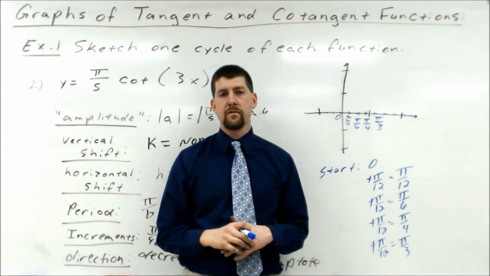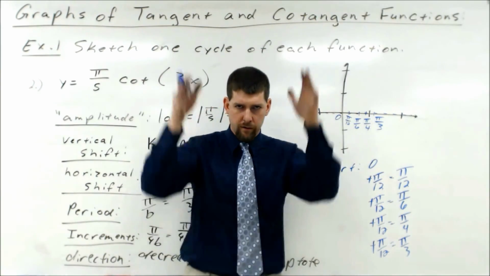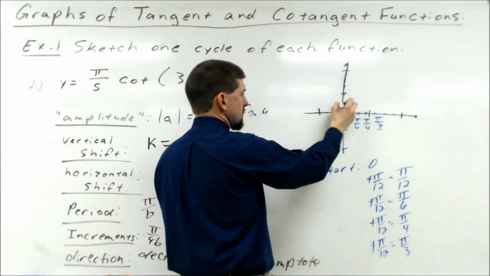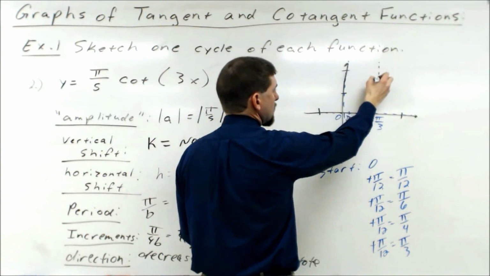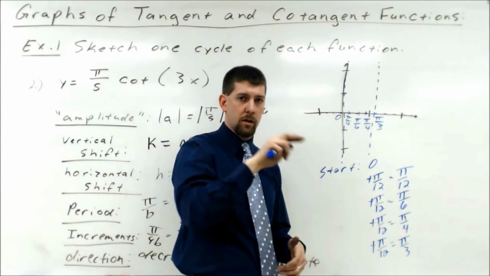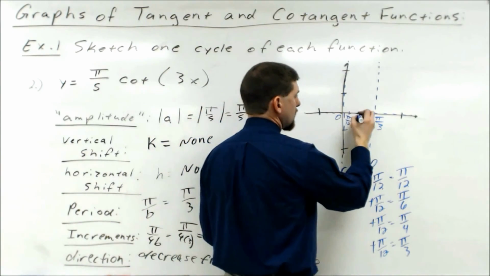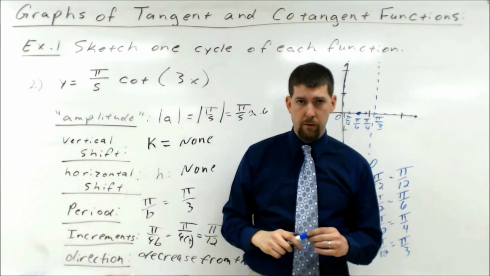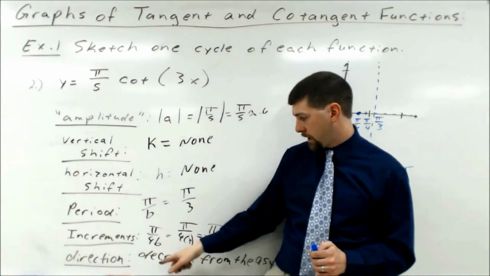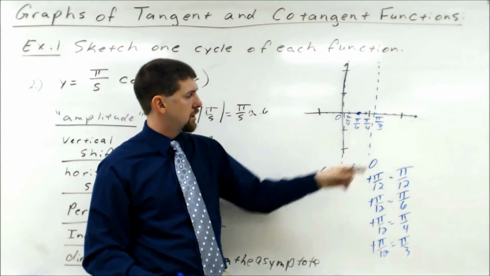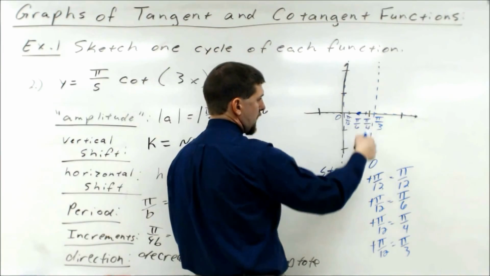There's my x-axis values. Now let's just go through and build the graph. The outsides for tangent and cotangent are always your vertical asymptotes. The middle value is where we reach the equilibrium, where we zero out. And then we just use our direction to put together the rest of it. Now, direction was decreasing from the asymptote. So that means from the asymptote, I've got to be going down. So I start high and work my way down.